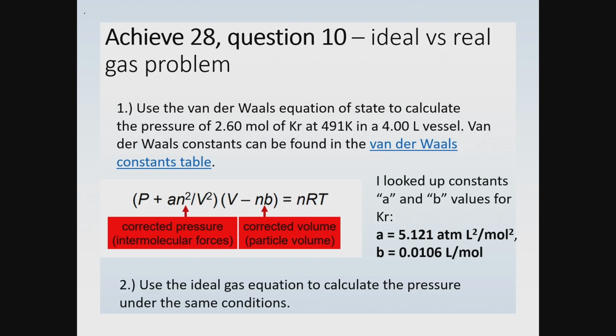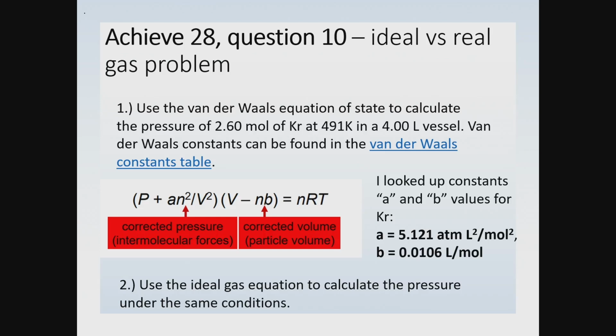And as I recall, in that particular problem on Achieve, you can click on that table to get the necessary constants you need. You'll need a constant called A and a constant called B, and you'll have to look up the A, B values for your molecule. So I already did that. I looked up the A, B values of krypton, and so I have them listed there. And then also there, I actually put in the equation you use to solve the problem.